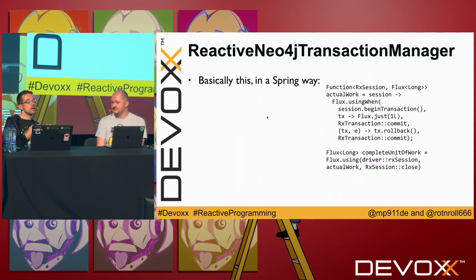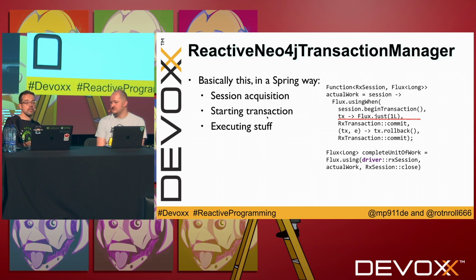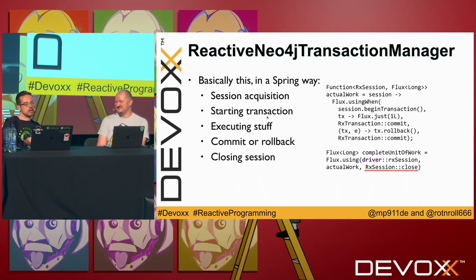And formulating that in a Spring way is the code we've seen before. We need a session that is done by Flux using with the session as a resource provider, then the actual work. In the actual work, we need to start the transaction. Then your stuff happens. And then, depending on cancellation, commit, or an error, we need to handle that. And afterwards, stuff gets closed. In reality, it's a ton of code, but it wasn't that hard to implement.